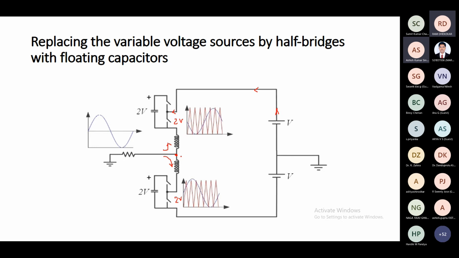How many levels we can have? 5 levels, sir. Pardon? 5 levels. How will you have 5 levels? See, we have only two combinations. When this is 2V at the output, this has to be 0, and at that time this is clamped on this side. And when this is 2V, this side is 0, then this is clamped on the other side. Only 2 levels. And that's why I was asking the question. It's not 5 levels, it's only 2 levels.